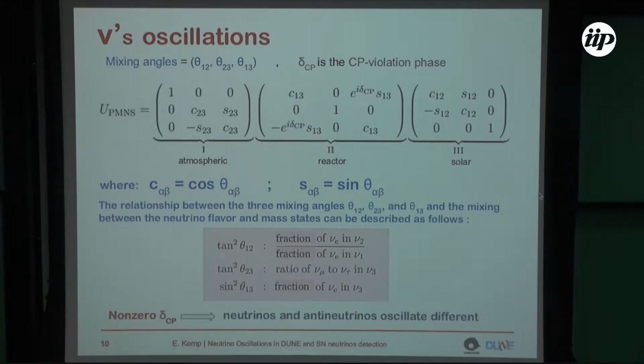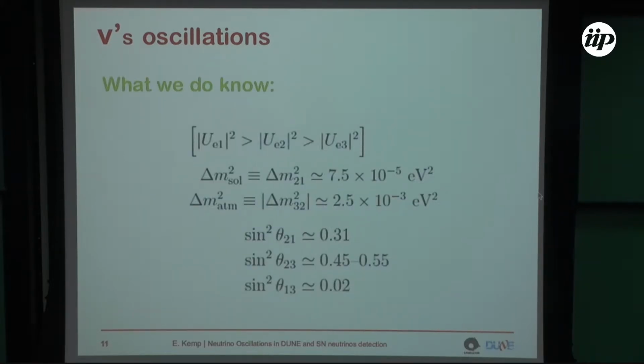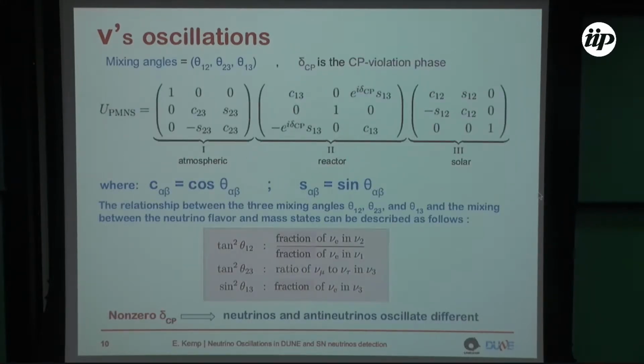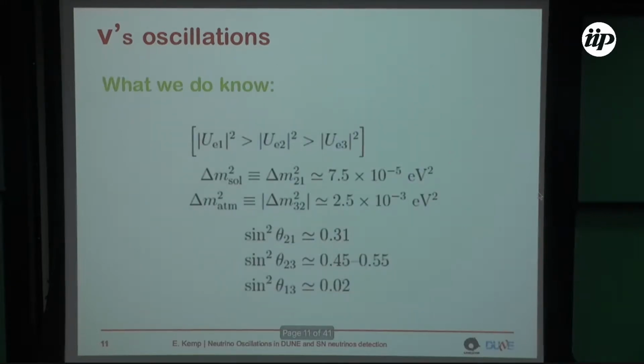And the tangent square of theta 2,3 is the ratio of nu mu to nu tau in the nu 3 eigenstate. And the sine square of theta 1,3 is the fraction of nu e in nu 3. And it's interesting to note that we have an overall phase factor here that is related to the CP violation. And if you have a non-zero value of the delta CP, it means that neutrinos and antineutrinos should oscillate in a different way. So what do we know?